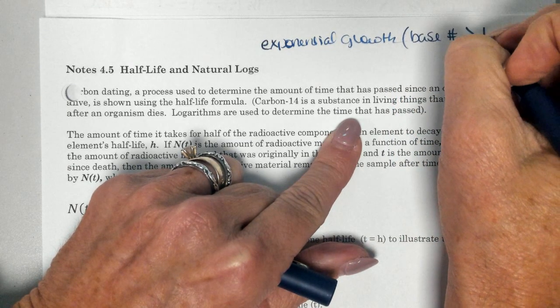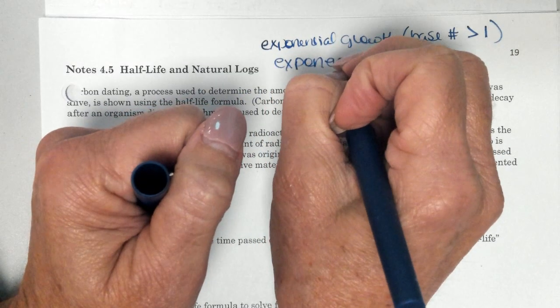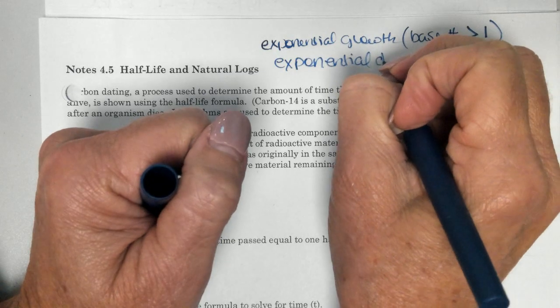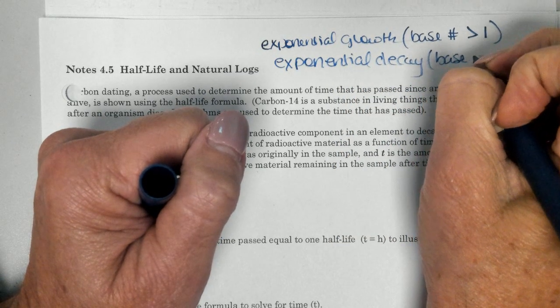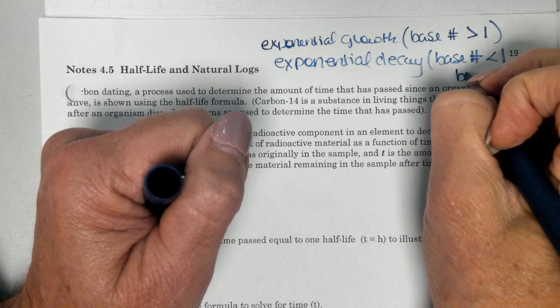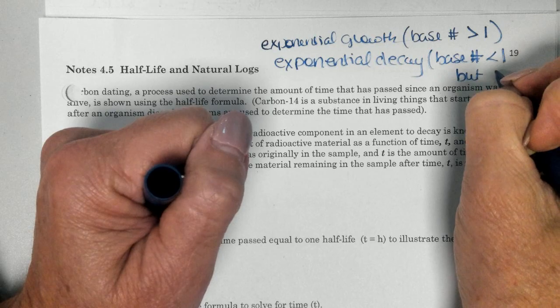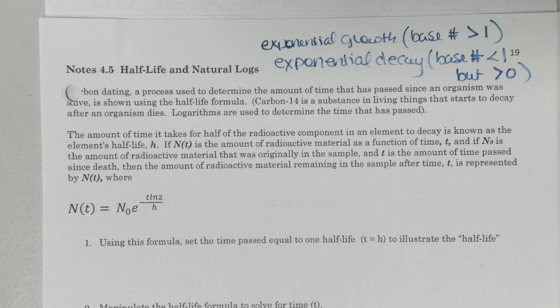Greater than 1. But exponential decay, the base number is less than 1, but greater than 0. Remember, you can't have a negative, and you can't have a base that is 0 either. So, this is what we're going to be working with. We are going to be working with decay.